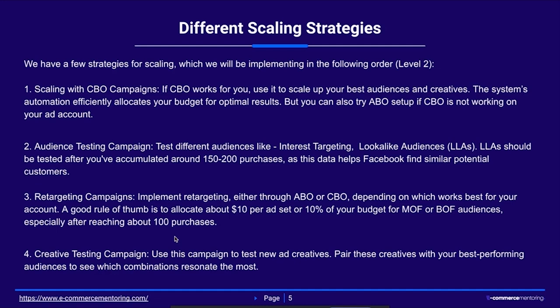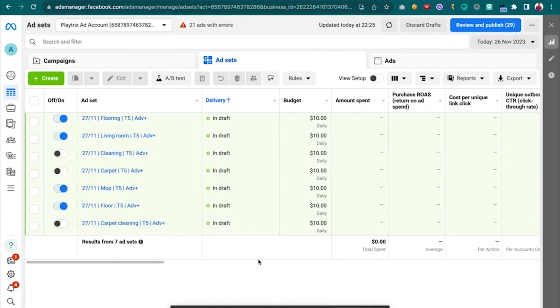So let's start with scaling with CBO campaigns. CBO, or campaign budget optimization, is a powerful tool within Facebook ads, especially when your objective is to drive sales. It allows Facebook to allocate your campaign budget across different ad sets to achieve the best results. So let's see how you can create a CBO campaign for scaling.